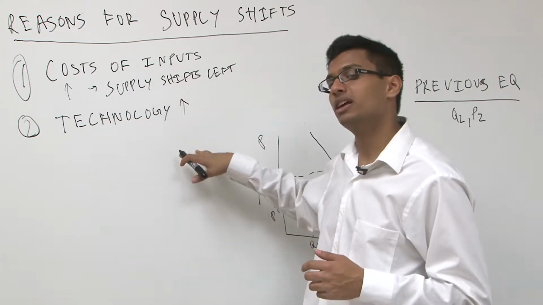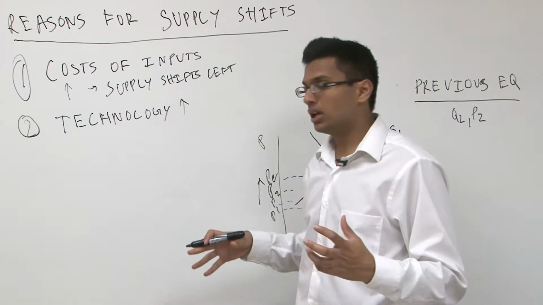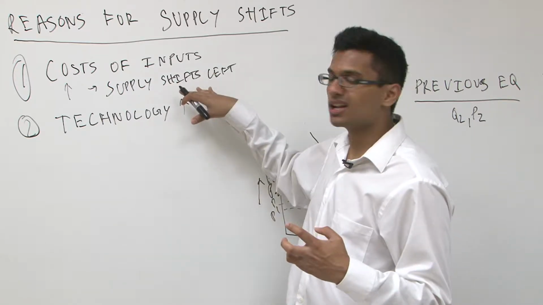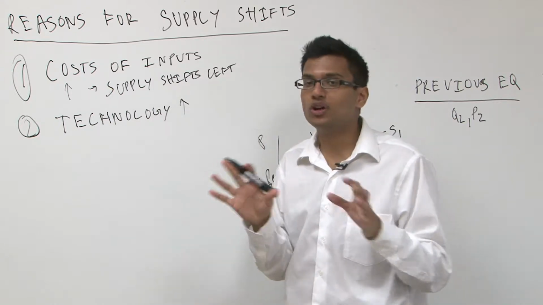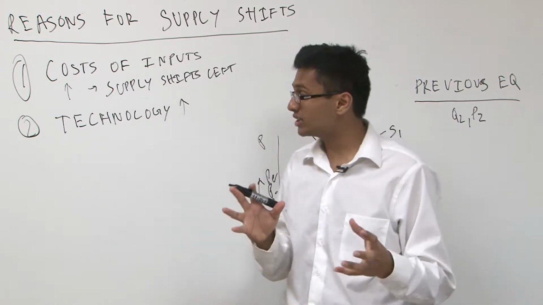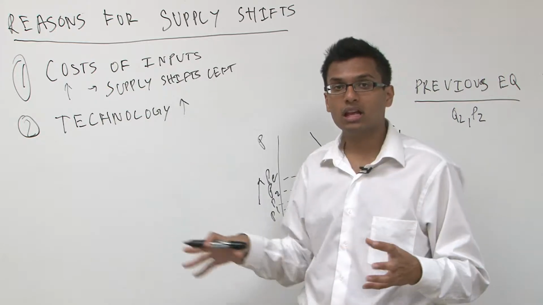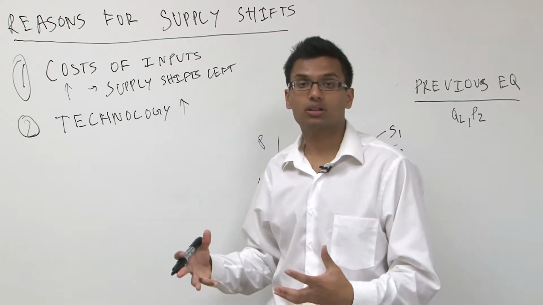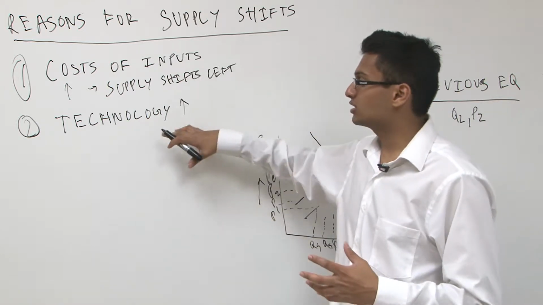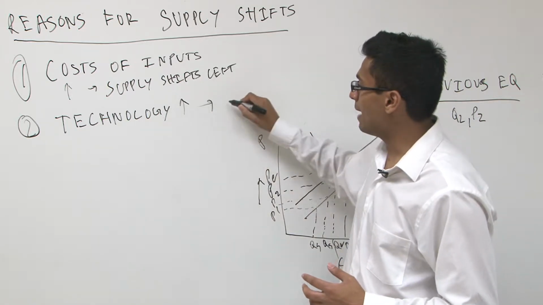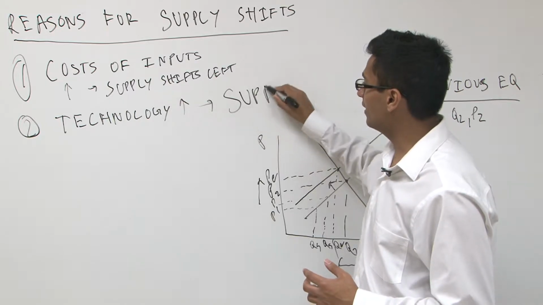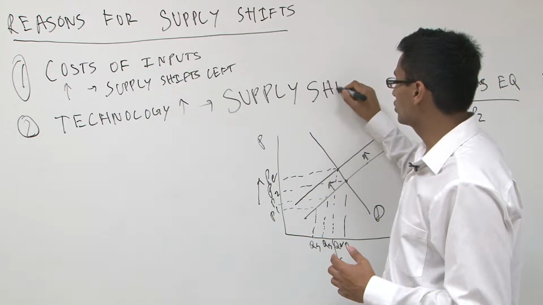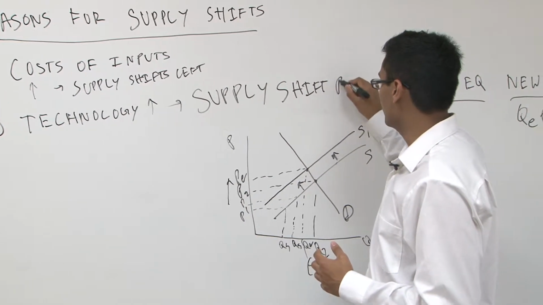So when technology goes up, and generally speaking it goes up, it can also go down, but if it goes up, it's sort of like your cost of inputs go down. If you can't relate that, don't worry about it. But understand that if my technology goes up, for the same amount of cost I can produce more, and my supply will shift to the right.